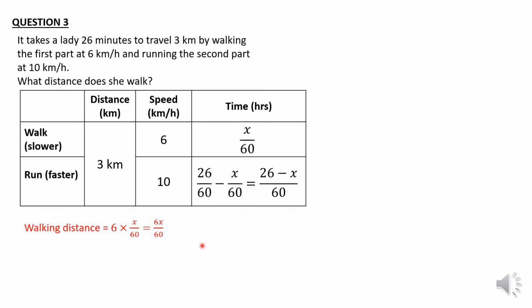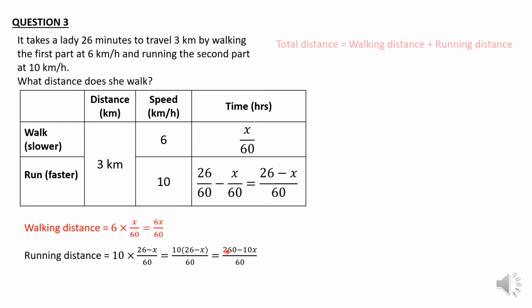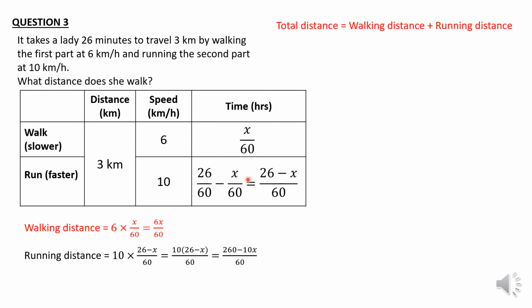So what I have now, if I work out the walking distance, the distance is the speed times the time. And when I multiply speed times the time, I get 6x over 60. This part, please do not simplify it yet. For the running distance, if I work it all out, I'm getting 260 minus 10x over 60. That is the 10 times my expression here. I'm also not simplifying it because I want the denominators to be out of 60.